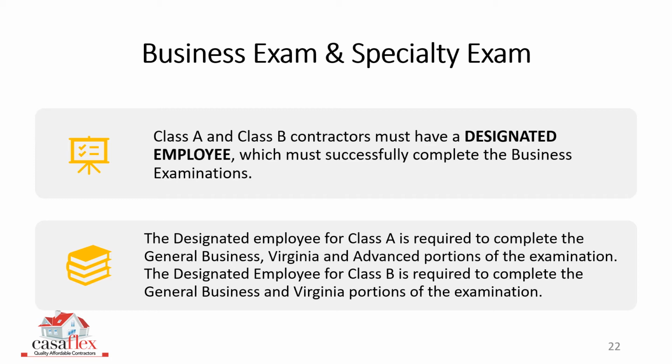Business exam and specialty exam. Class A and Class B contractors must have a designated employee, who must successfully complete the business examinations. The designated employee for Class A is required to complete the General Business, Virginia, and advanced portions of the examination. The designated employee for Class B is required to complete the General Business and Virginia portions of the examination.